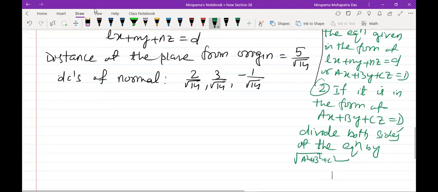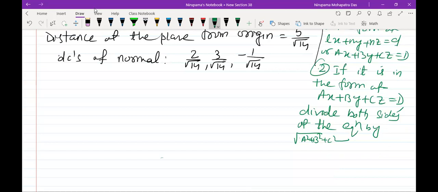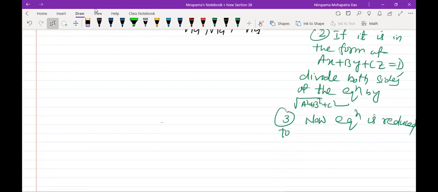Okay, now step 3 is, divide. So now you have, now the equation is reduced to the form Lx plus My plus Nz equal to D. Okay, so now you are getting D and direction cosines.